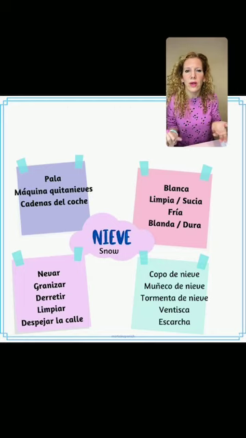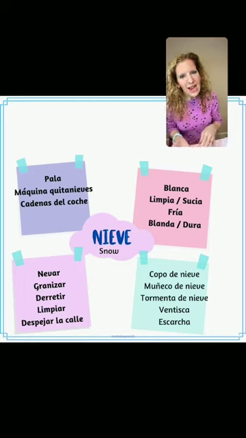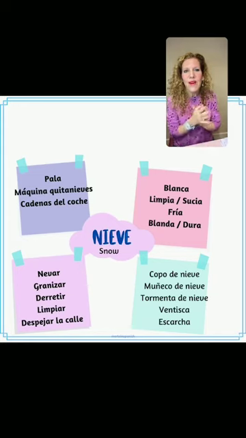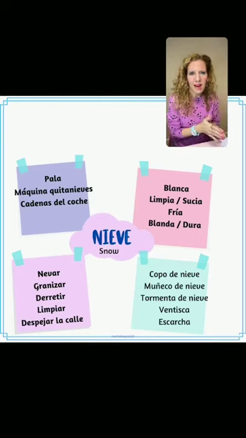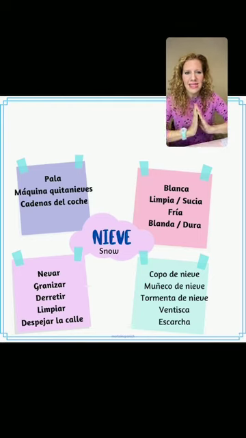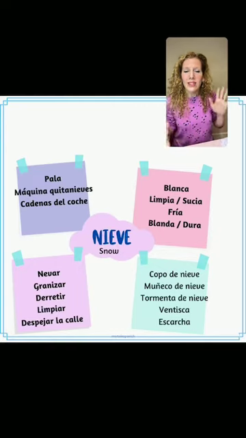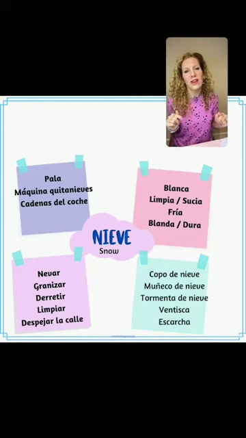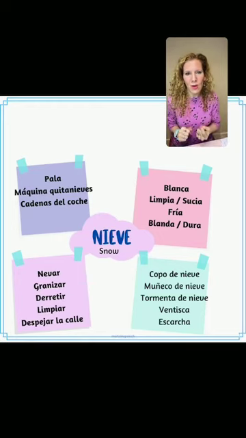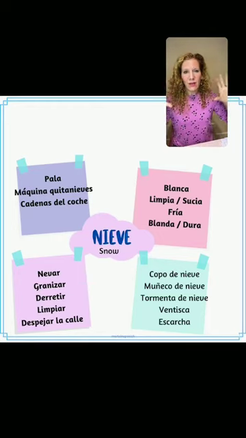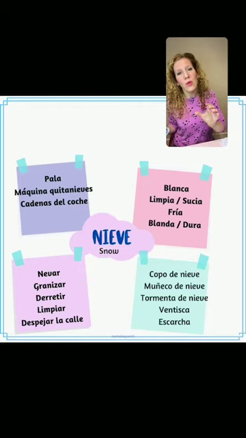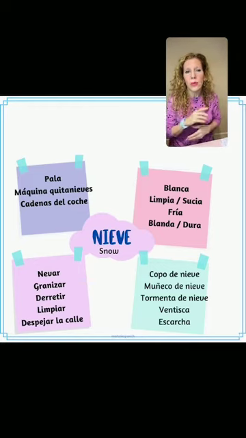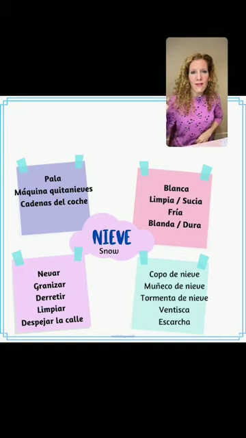Okay, so I thought, blanca, white, limpia or sucia, clean or dirty, fría, cold, blanda, soft, or dura, hard. But you can add as many as you want there. Remember, don't stay in a limit of 4 or 5 for every category, because if not, it's going to be too much, because you're studying one word, but you're getting so much out of one word. The key thing is to learn every single one associated to that word and then make sentences. And you'll be able to make a sentence because you have verbs there.